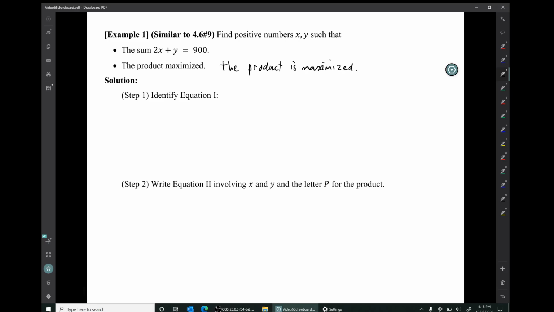Well, I'm going to just dive right into the solution, and I'm going to enumerate some steps as we go because it's going to be the same approach that we'll take in the next example. So the first step is to identify equation 1. Well, that's pretty clear. We've been given an equation. That's equation 1.